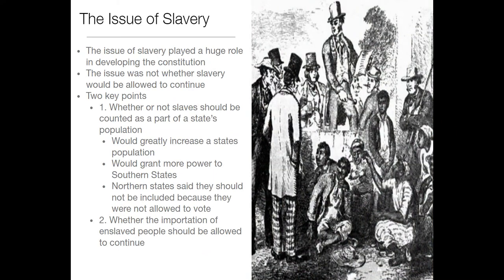So the issue of slavery. The issue of slavery played a huge role in developing the Constitution. The issue was not whether slavery would be allowed to continue. The 2 key points were whether or not slaves should be counted as part of a state's population, which would greatly increase a state's population and grant more power to southern states who tended to have more slaves. Northern states said that they should not be included because they were not allowed to vote, so they were not part of the voting population. The other issue is whether the importation of enslaved people should be allowed to continue. Should we allow the slave trade to continue to function in our country?